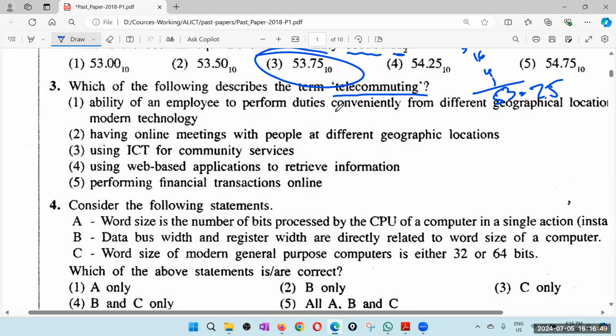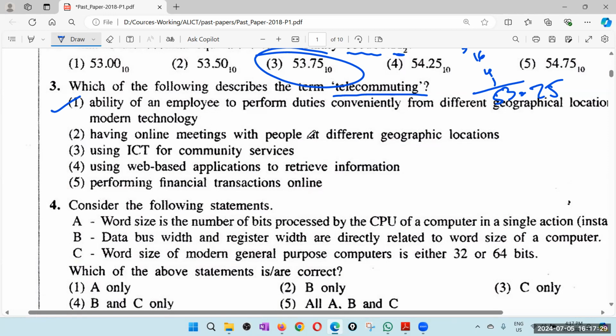Ability of an employee to perform duties conveniently from different geographical locations. So basically, telecommuting means work from home. But as a general term, we can use it for any remote work. Mostly, the word telecommuting is used to convey work from home, but it is not strict to work from home; it is anything that you do remotely. So this is okay. But let's read all five, because only one answer must be correct, or else you need to find the best answer.